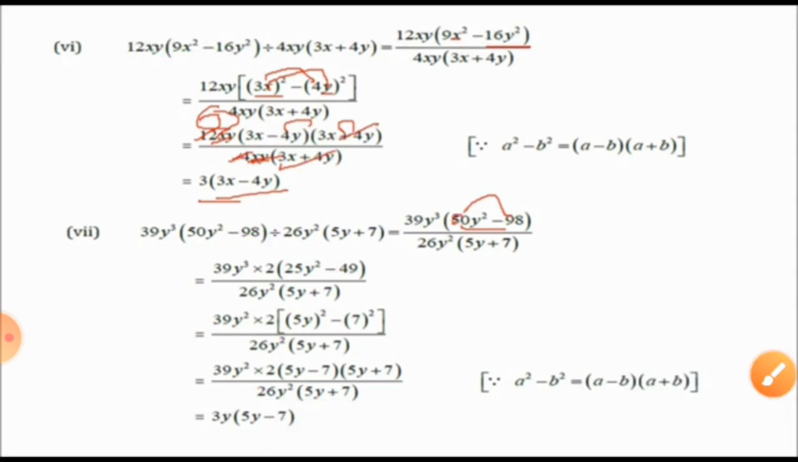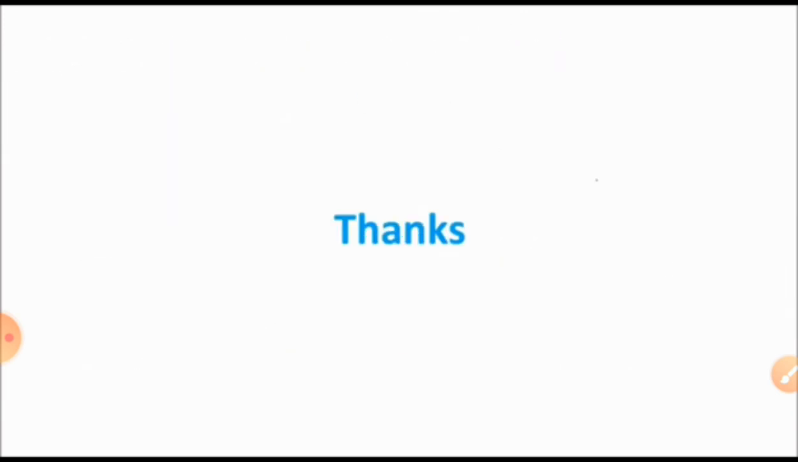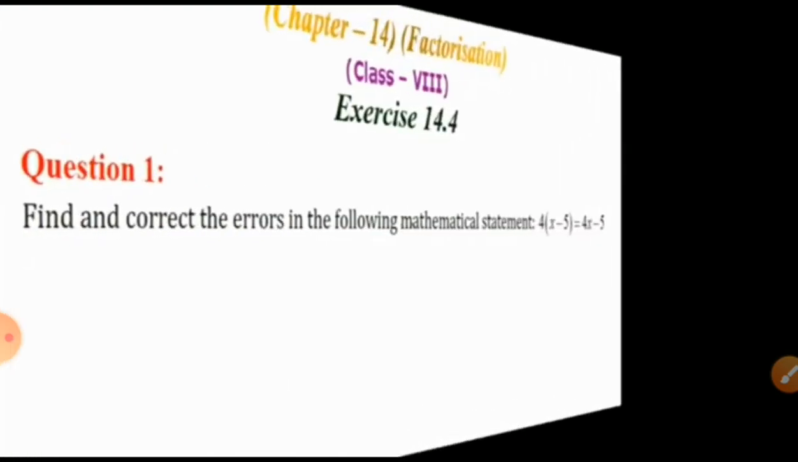So without wasting our time, we are using the identity a square minus b square, and out of that 50y square minus 98, 2 will be the common. Take out 2, you have 25y square minus 49. See, the final answer is here. We end up our exercise 14.3. Yes, my dear student, it is so easy.